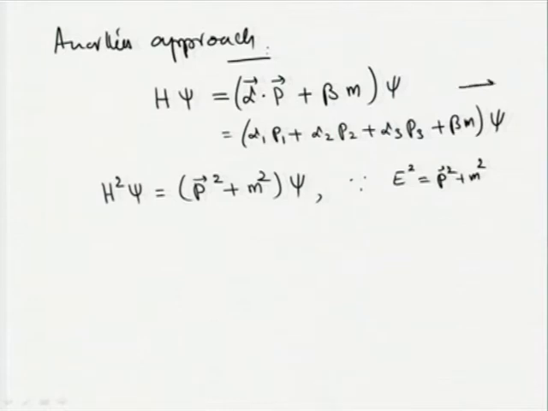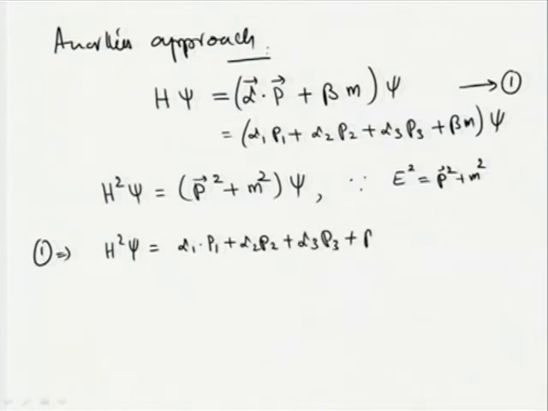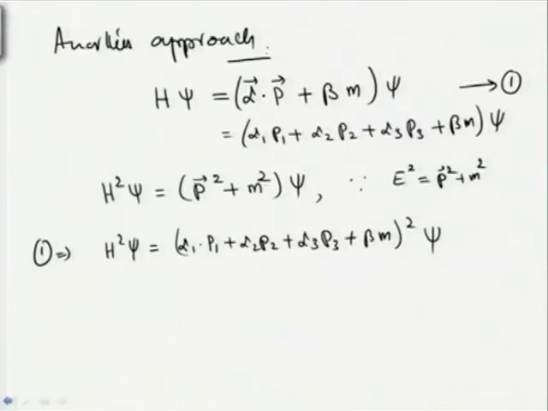But from equation 1, if you take H square and take the square of the operator on the right hand side, you will have alpha 1 P 1 plus alpha 2 P 2 plus alpha 3 P 3 plus beta m, squared, acting on psi. Let me call this energy equation 2.